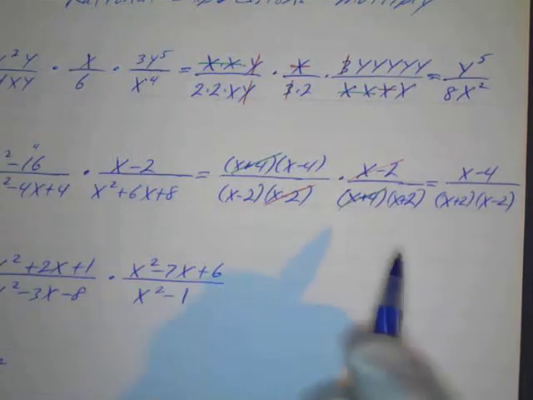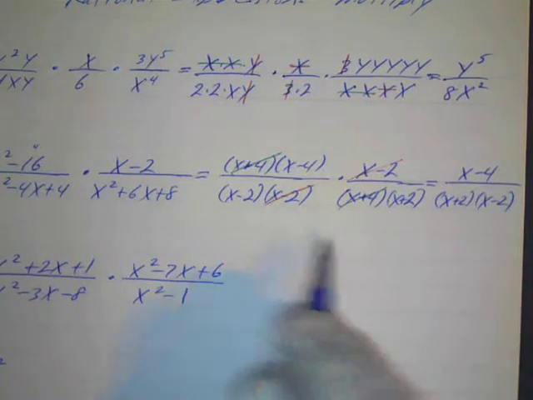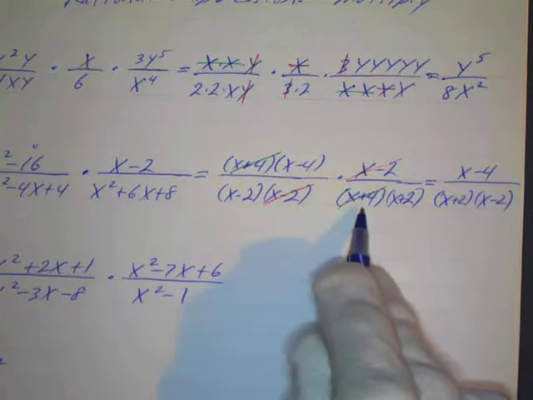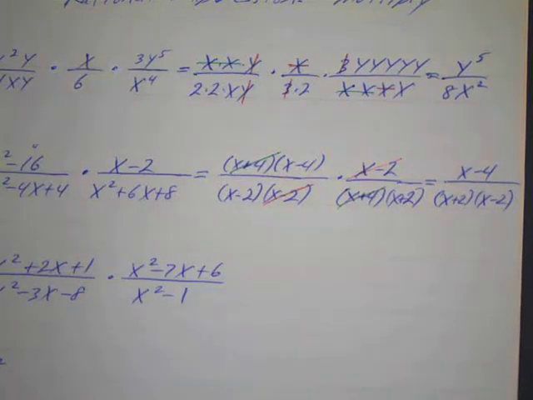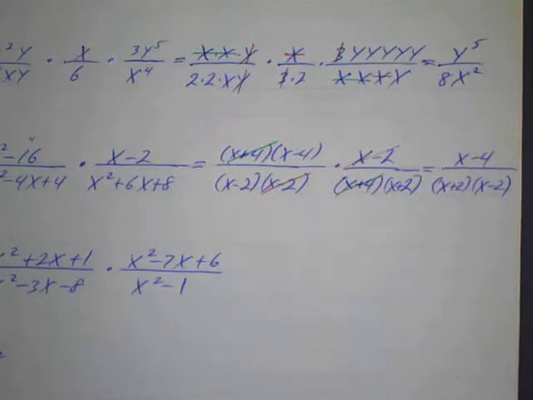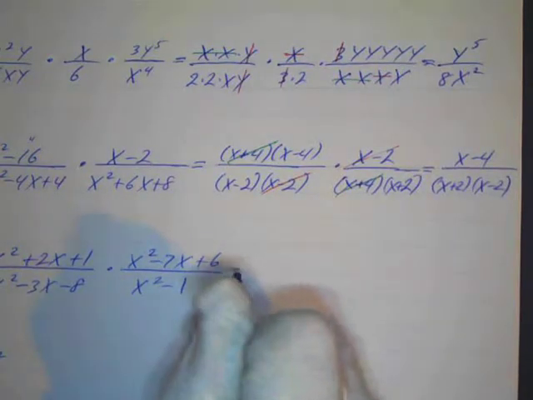Now again, if we looked at restrictions on our domain, anything that makes the bottom 0, so x cannot equal 2, negative 2, or negative 4, because any of those numbers will make the denominator 0. All right? And one more of these multiplication.